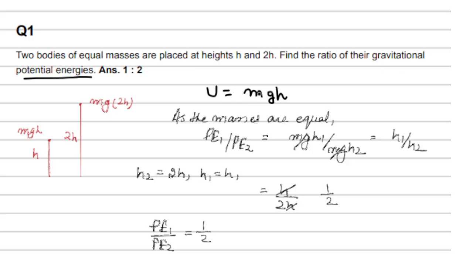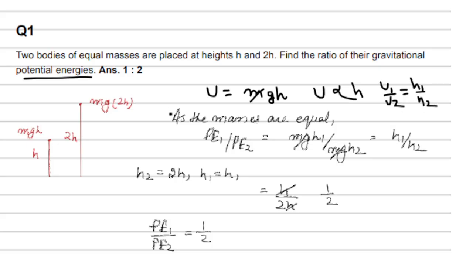If the masses are the same, this is constant, so we can say the potential energy will be directly proportional to their height. Whenever we get a proportionality sign like this, we can always say u1 by u2, the ratio of their potential energy, will be the same ratio as their height. So that is by intuition.